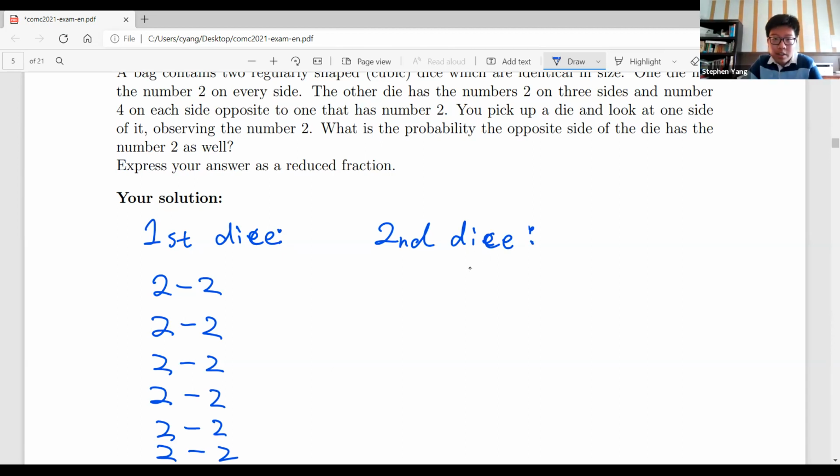Okay, so it says there's a 4 on the opposite side of every 2, and there are 3 2s. So because there are 6 sides in total, 3 of the sides are 2 and 3 of the sides are 4. So you have 3 2s and 3 4s. On the opposite of 2, you have a 4, and on the opposite of 4, you have a 2. Okay, so this is how the second die looks.